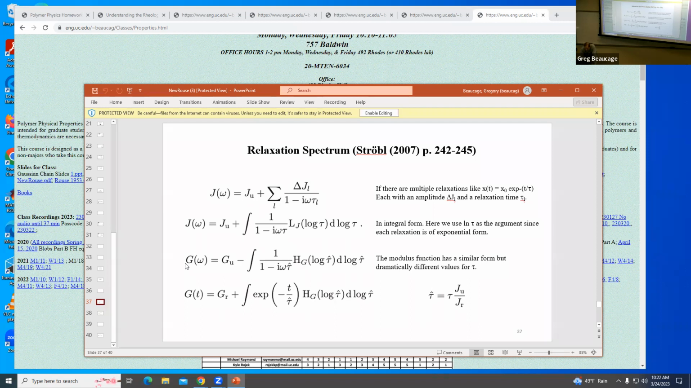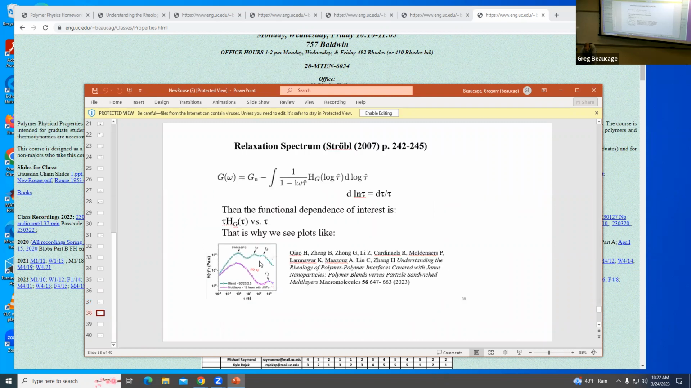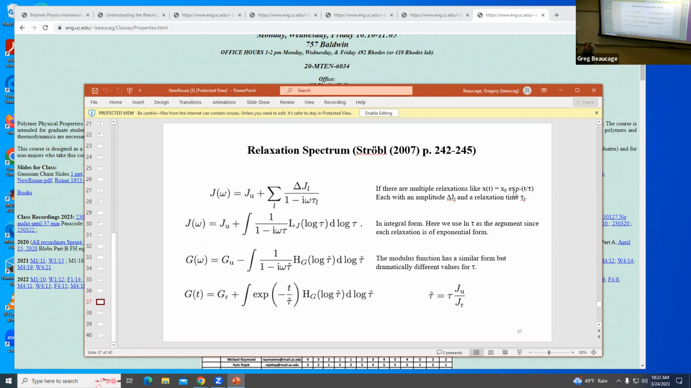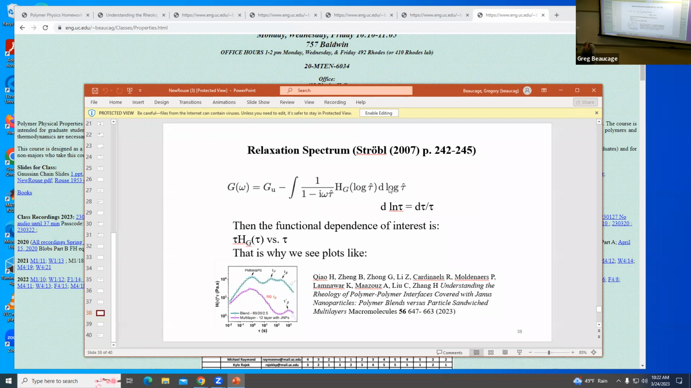So you've got to talk about relaxation spectrum, and then in this paper he has this plot. So he has that times tau. Why is that? Why not just plot the relaxation spectrum? It's because this is set up in a log scale, because this thing's an exponential. So you want to have a log of time. When you do d log tau, that's the same as dt over tau, and then tau times H becomes the thing you want to plot versus tau.